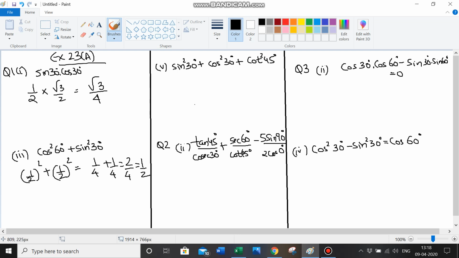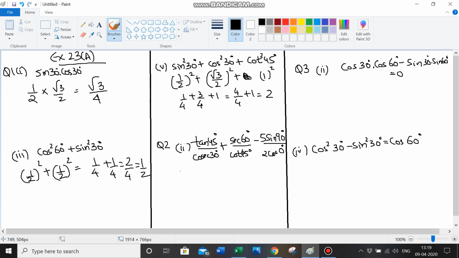Let's look at part 5, sine square 30 degree plus cos square 30 degree plus cot square 45 degree. Now sine 30 degree is half, so this is half square, plus cos 30 degree is root 3 by 2 square, plus cot 45 degree. Cot 45 degree is 1, so this is 1 square. So this is 1 by 4 plus 3 by 4 plus 1. This will be equal to 4 by 4 plus 1, which is equal to 2.